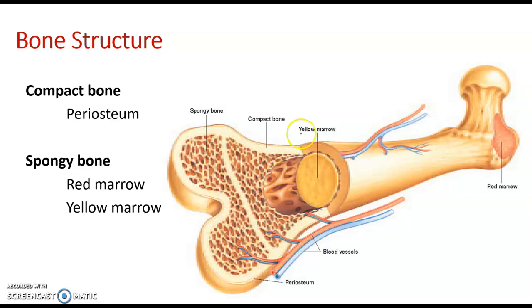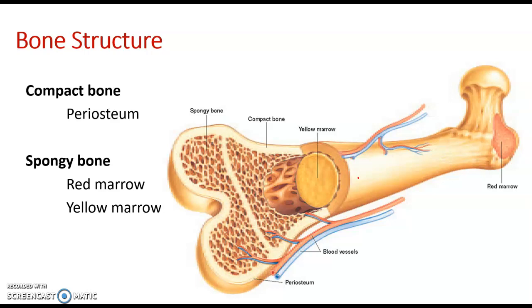So because compact bone is surrounding this entire bone, on the outside then is going to be the periosteum. And this is the layer that contains blood vessels and nerves and cells that specialize in cell growth and repair, which is really important because our bones are providing that structural support for the body. We need to be able to repair them very quickly if they're damaged.